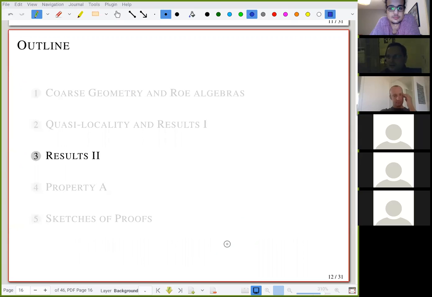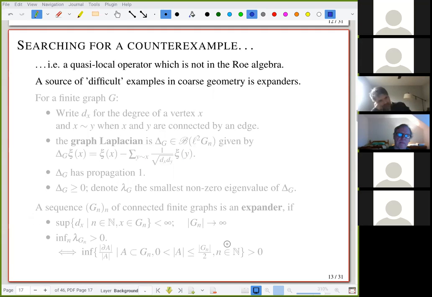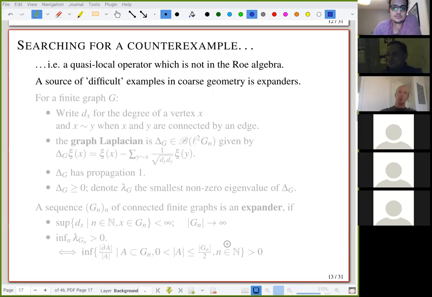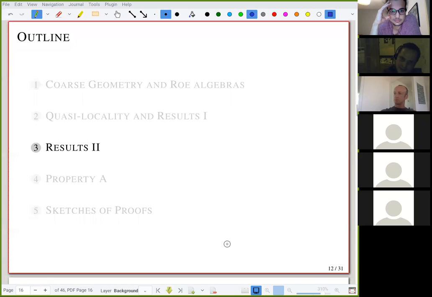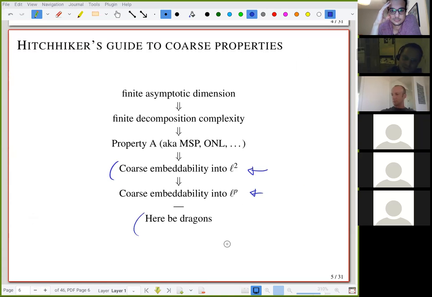Now I want to go towards the more recent stuff, which then ends with some rigidity results. That's another story in a sense, but it has to do with quasi-locality, because it starts, again for me, with trying to find a counterexample to the statements that we had before. So basically, find a quasi-local operator on some space which is not in the Roe algebra. Let me go back a bit to this list of things. I told you that the niceness goes this way.